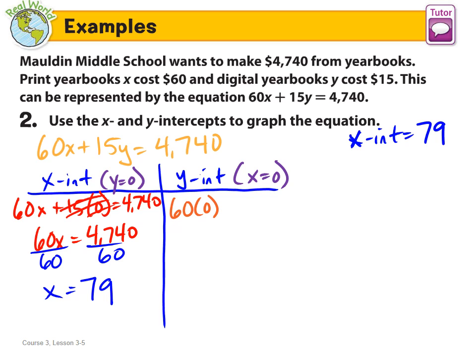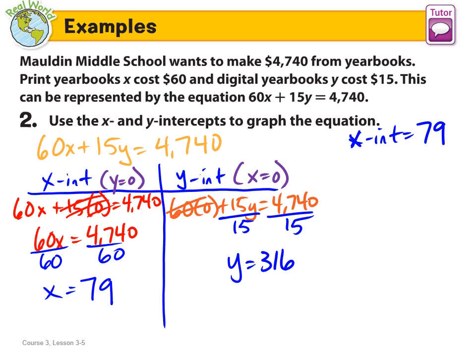Now let's do the same thing for my y-intercept, but this time x is going to be 0. So 60 times 0 plus 15y is equal to 4,740. 60 times 0 is 0, so I'll eliminate that. I'm left with 15y equal to 4,740. Isolate y by dividing by 15. So 4,740 divided by 15 is equal to 316. So my y-intercept is 316. In the next screen, I'll show how we graph these 2 points.